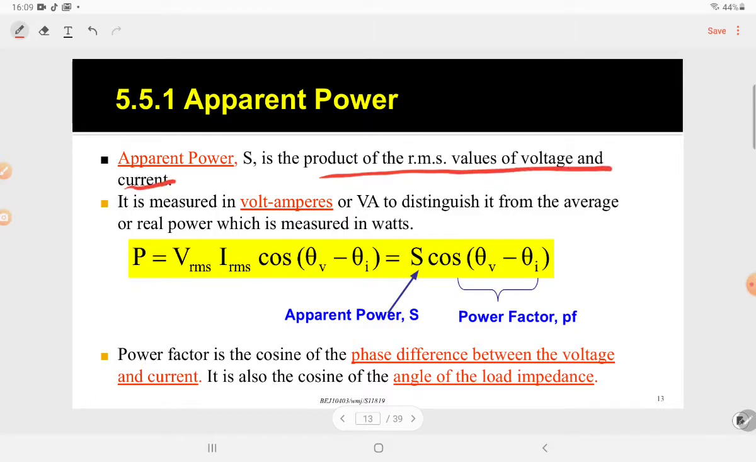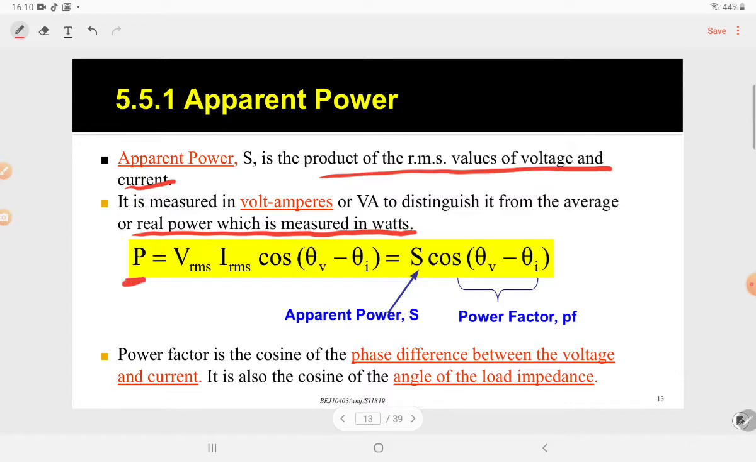It is measured in volt ampere because from the formula we know V times I, so the unit for apparent power is not watt, it is volt ampere. This is to distinguish it from the average or real power, which is measured in watt. This is the reason we use volt ampere: to distinguish between real power and apparent power. So this is our real power P.